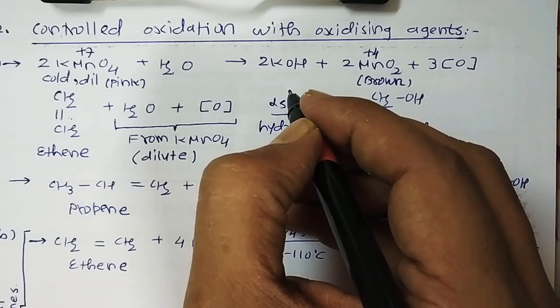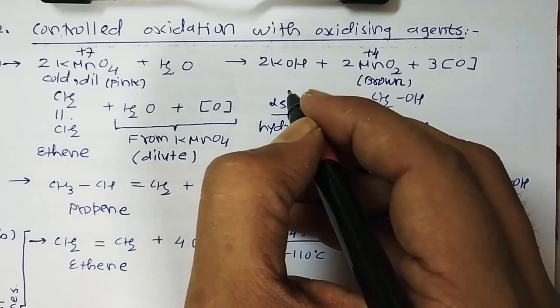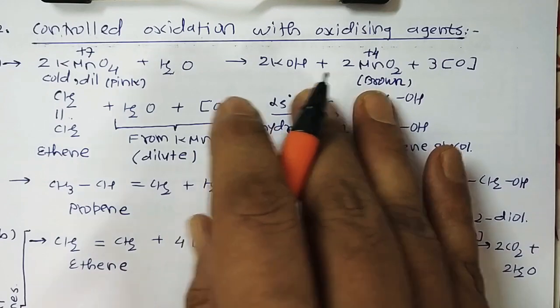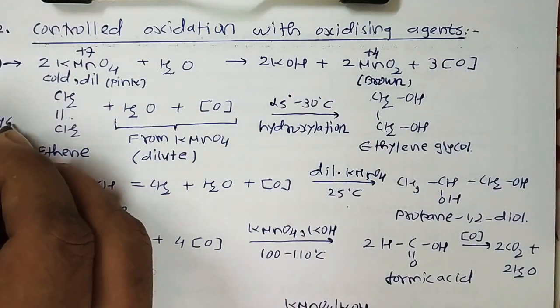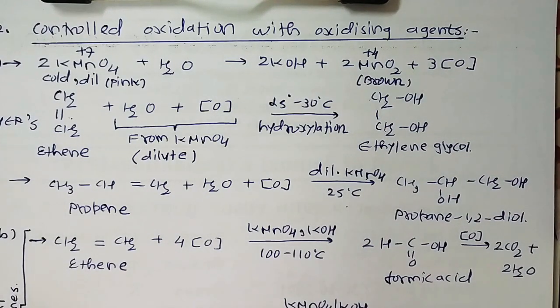Likewise, in the case of bromine, when we use bromine, the brown color of bromine is discharged into colorless. The same scenario we have to observe in these reactions too. These reactions were first given by Baeyer, so it's called Baeyer's test. Baeyer's test is a test for unsaturation. So this is about the oxidation with dilute KMnO4.